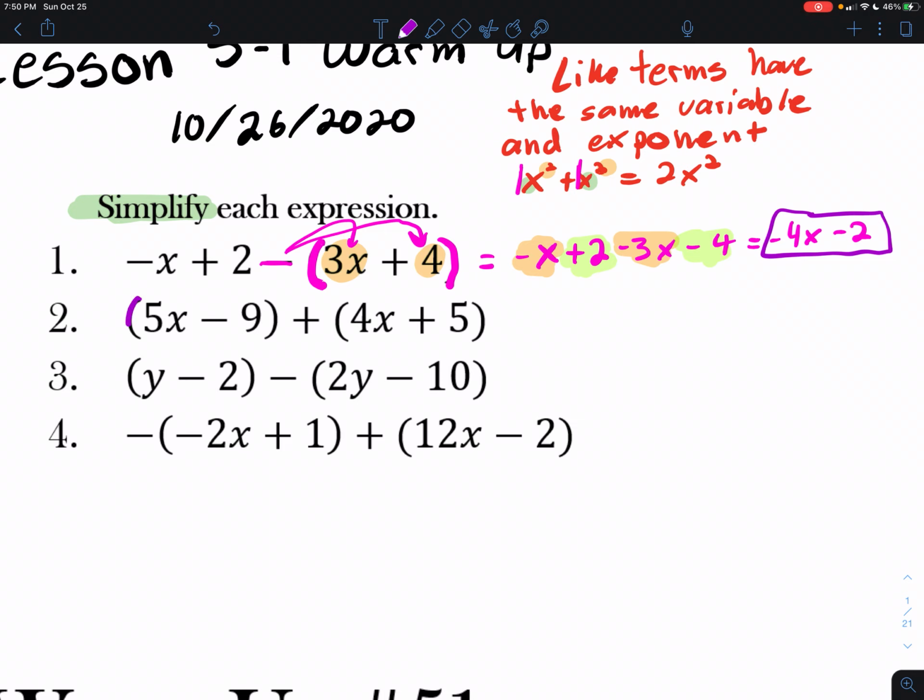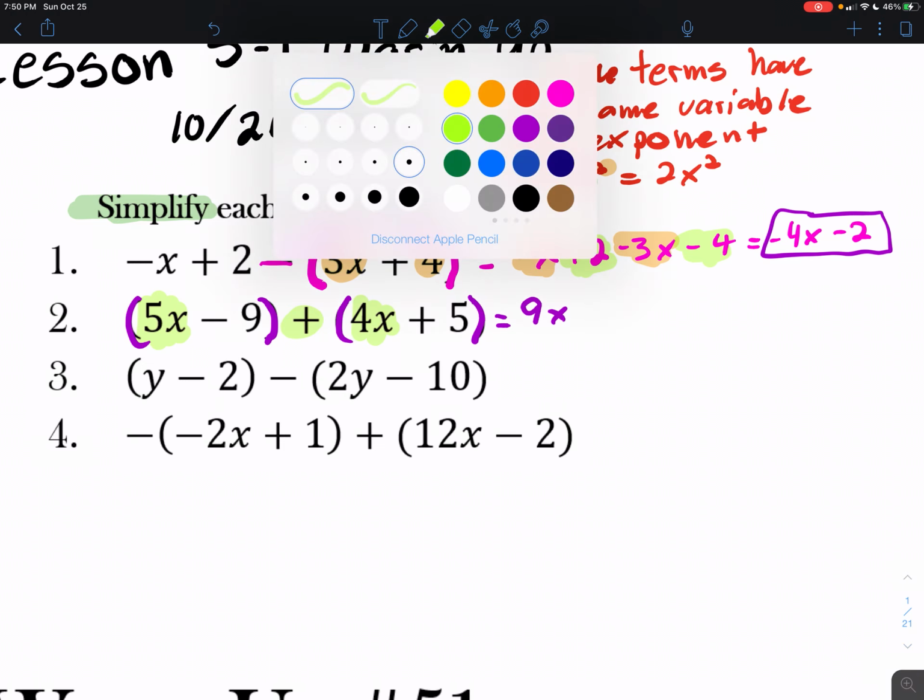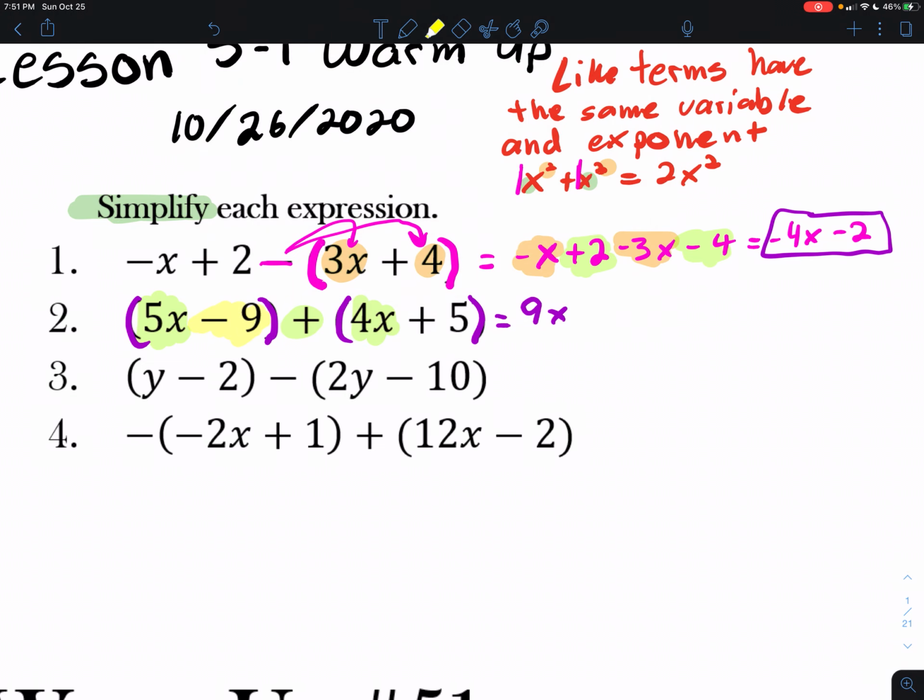On the next one, I've got 5x minus 9 plus 4x plus 5. Since you have a plus sign here, you don't have to worry about distributing a negative. If it helps you to drop the parentheses, you can, because we're just adding. Or you can just look and see that 5x and 4x are like terms, so I can add those together to give us 9x. Then we have negative 9 and 5, those are our other like terms. So negative 9 plus 5 would be negative 4. And that's the answer to our second one.